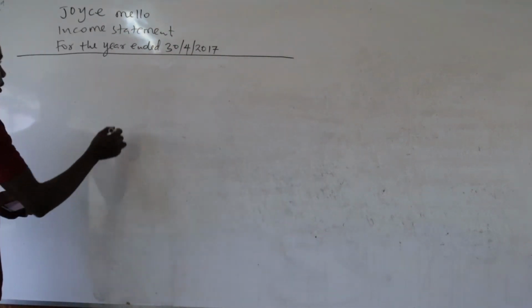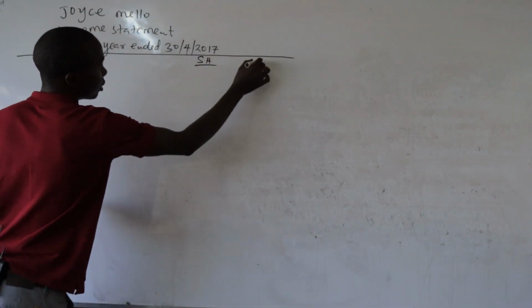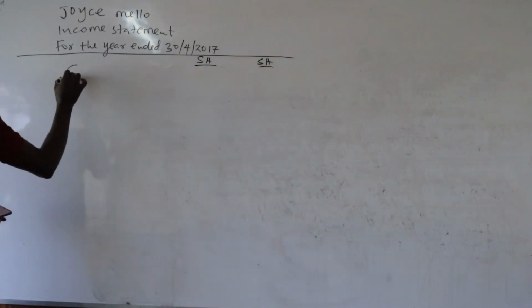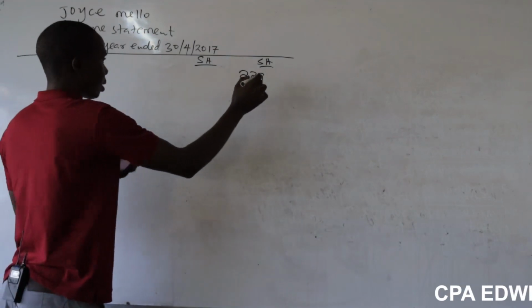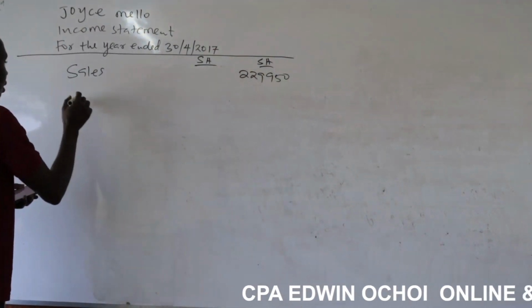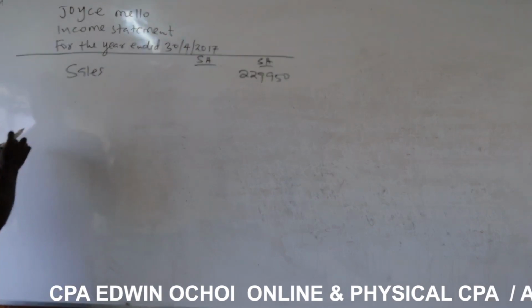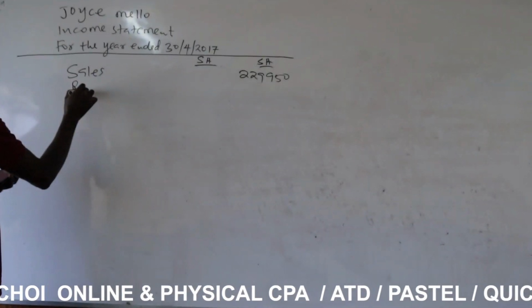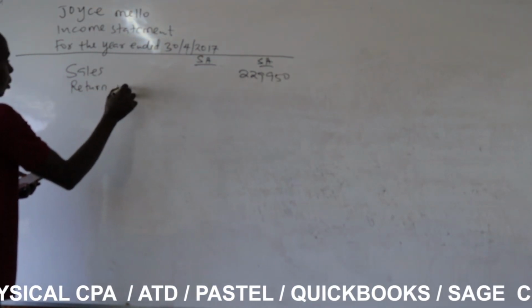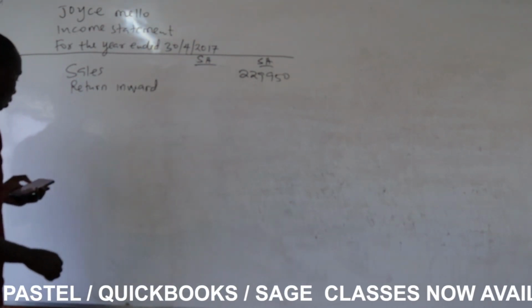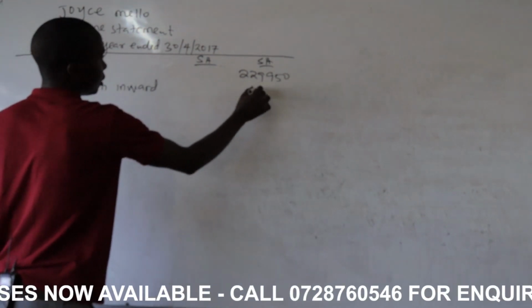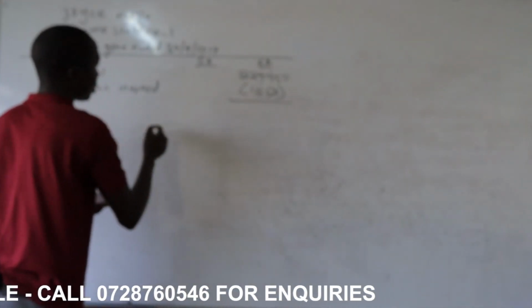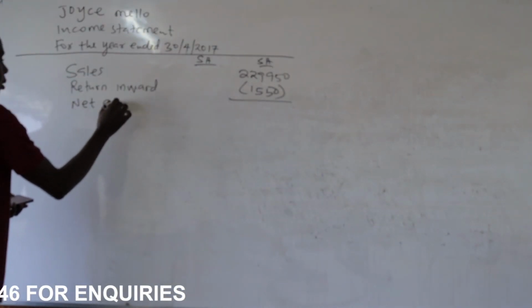So remember here, we start from sales. If we check, sales is 229,950. After sales, there is return inwards. Remember that once you made a sale, then some goods were returned. So 1,550. We have to deduct that so that we get the net sales.